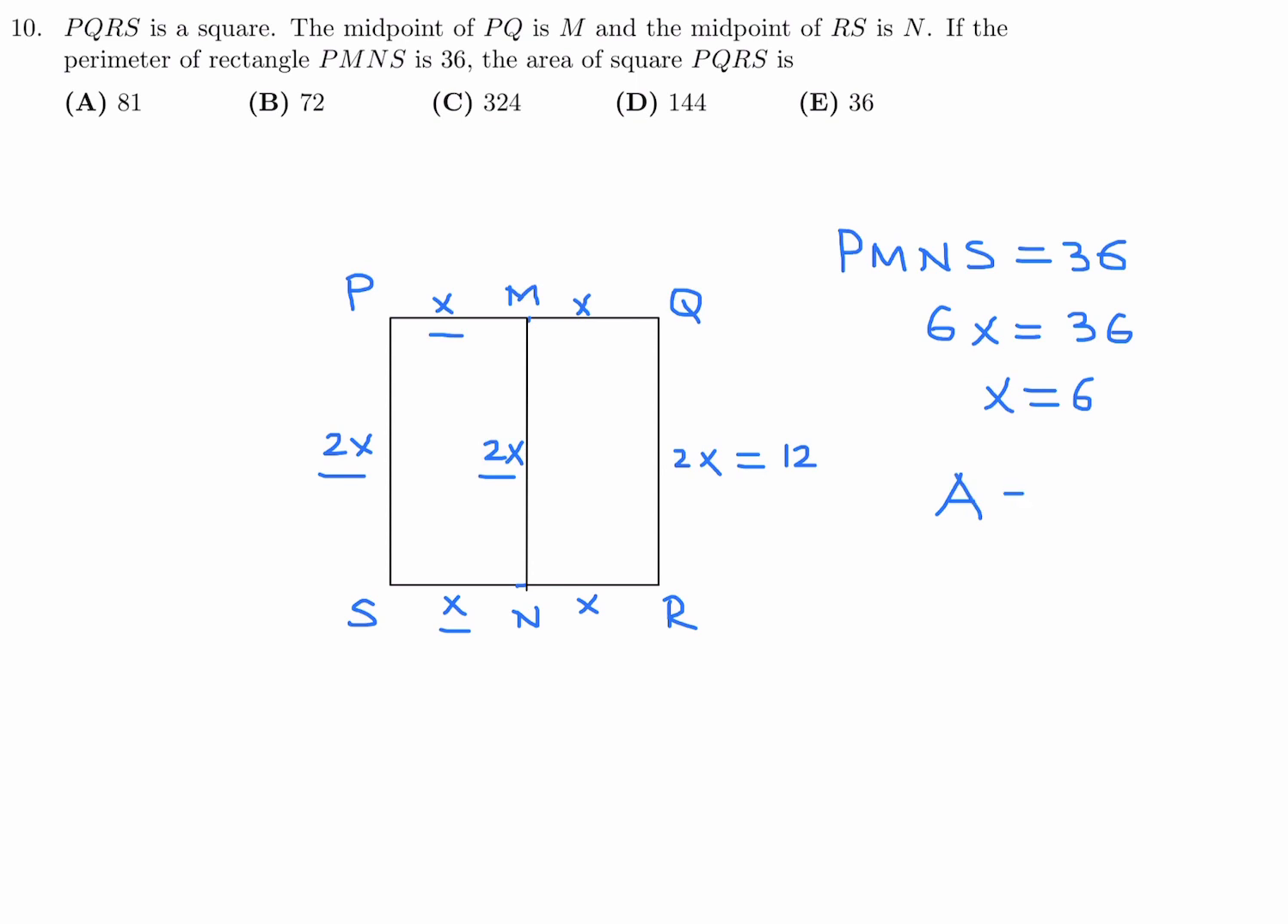The area of that big square is going to be the side of the square times the side of the square, and that's 144. So number 10, the answer is D.